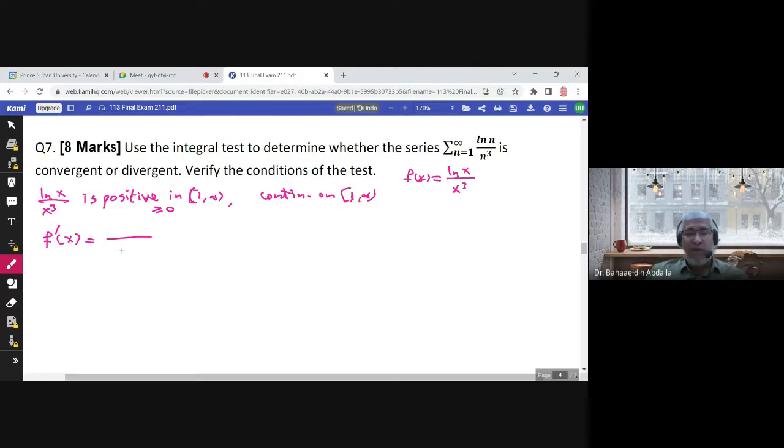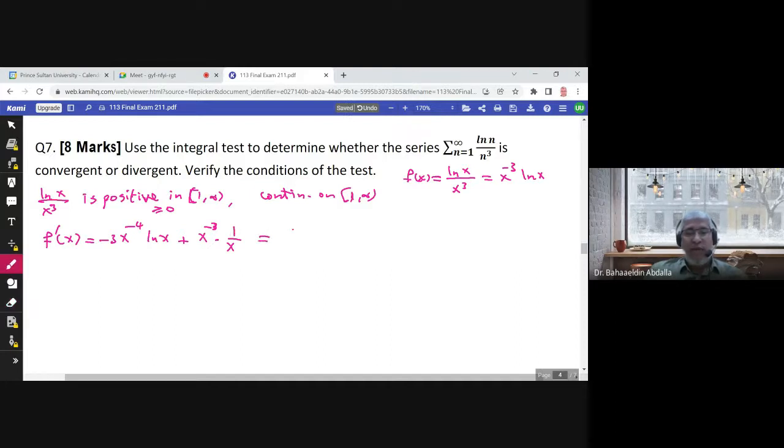I use the quotient formula, okay? Or I can just write this as x to the power negative 3 times ln x. I can use the product formula instead of the quotient formula. Both are the same. The derivative of x to the power negative 3 is negative 3x to the power negative 3 minus 1, which is negative 4, times ln x, plus x to the power negative 3 times the derivative of ln x, which is 1 over x. And this is also x to the power negative 4.